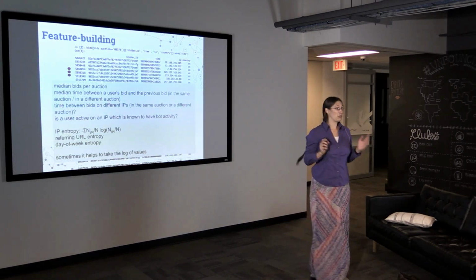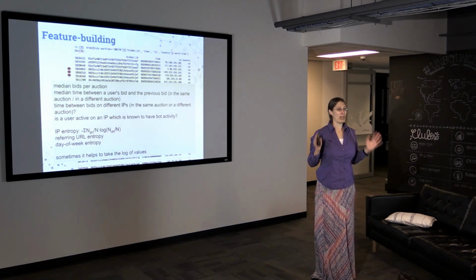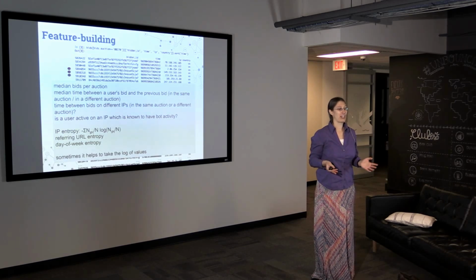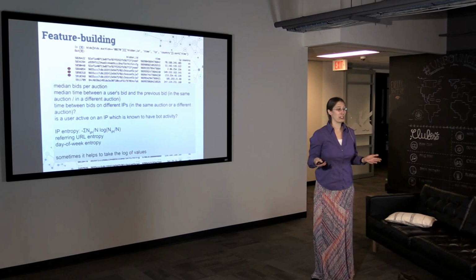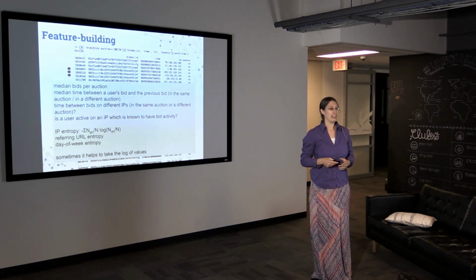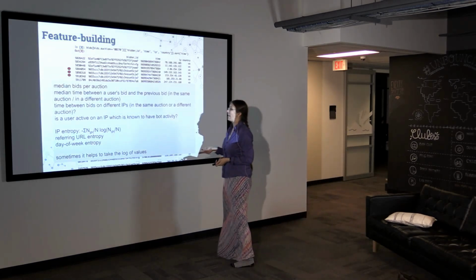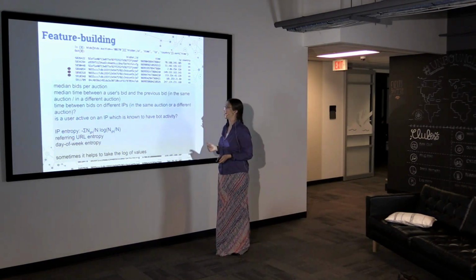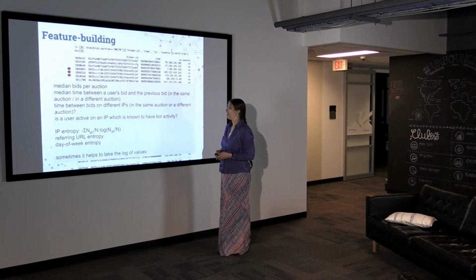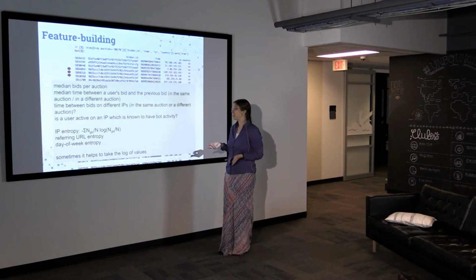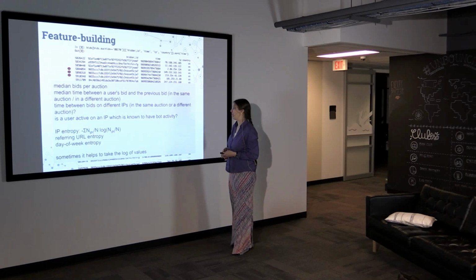And the cool thing about machine learning is that you can make up whatever features you think are interesting, and the algorithm will go in and figure out which features are actually instructive. So this rewards being very creative. You can be a bit stupid, but as long as you come up with something that's interesting and useful, then the algorithm will pick out what's useful. The features I made up were things like median bids per auction, median time between a user's bid and the previous bid in a different auction or in the same auction, the time between bids made on different IPs in the same auction or in a different auction, and whether a user is active on an IP which is known to have bot activity.